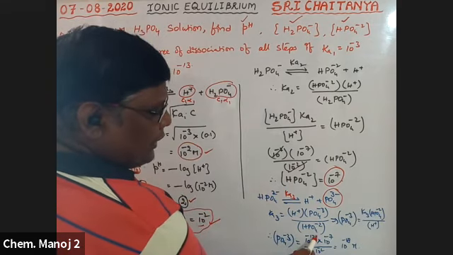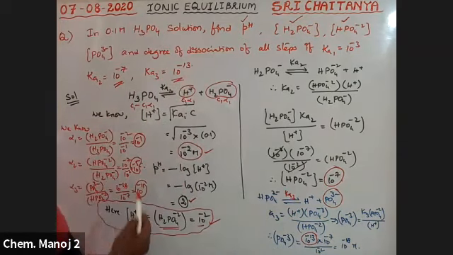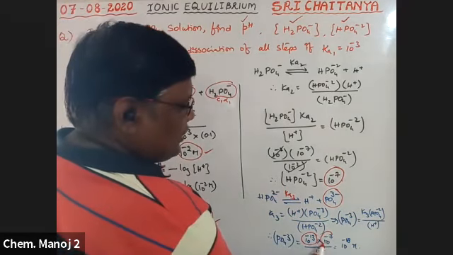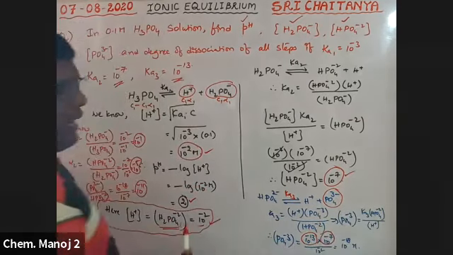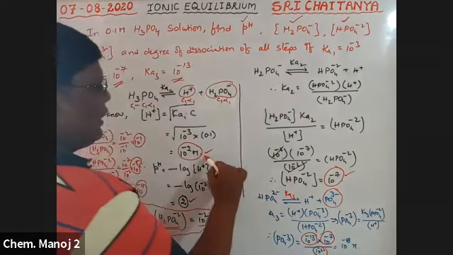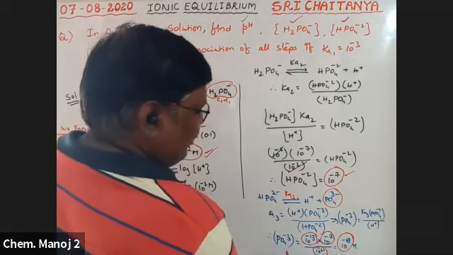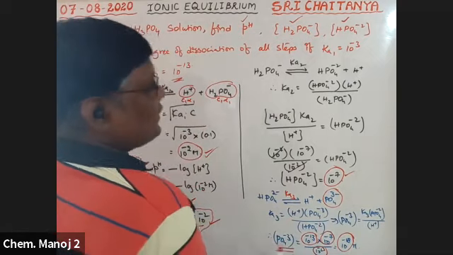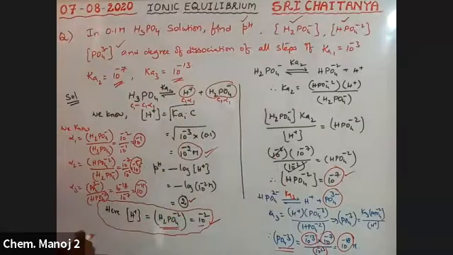So the Ka3 value is given as 10 power minus 13. This is the HPO4²⁻ concentration, which we calculated in the previous step, and H⁺ concentration is 10 power minus 2. Here already we calculated. Substituting all these values, we will get 10 power minus 18 M. This is the PO4³⁻ concentration. So the first 4 conditions are completed.